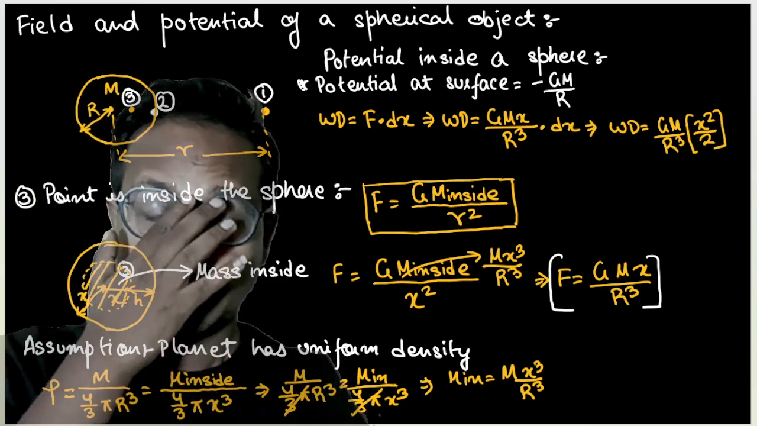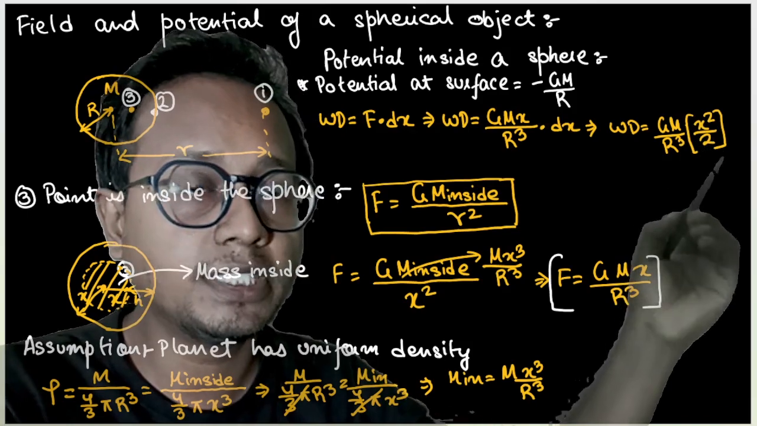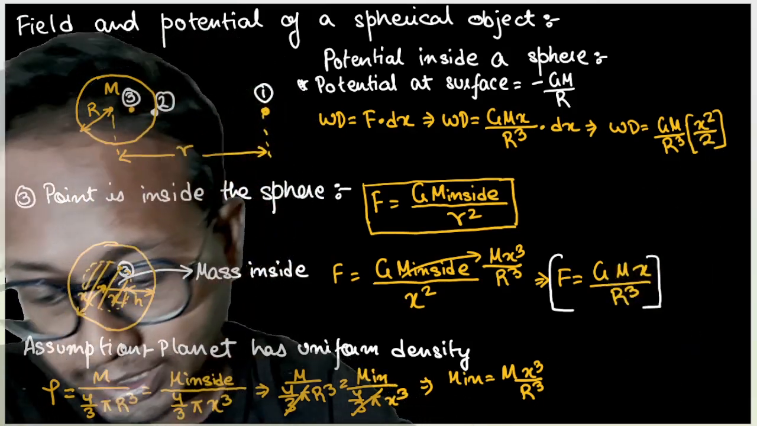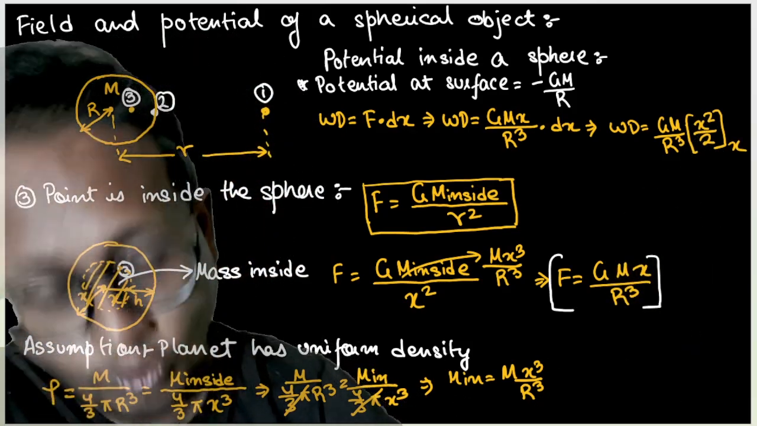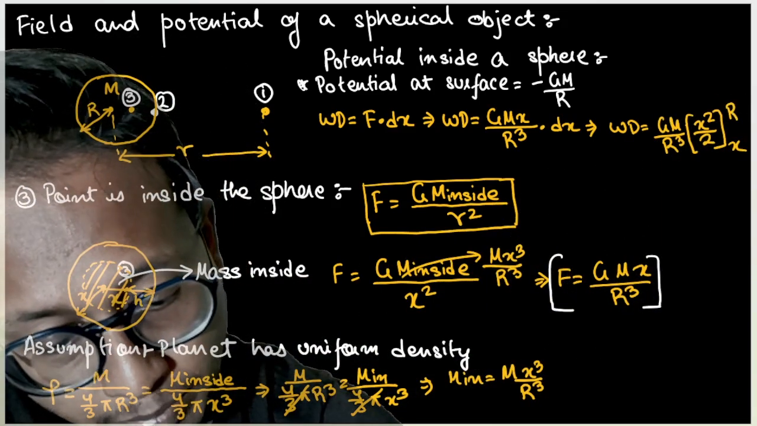Okay. Now this is the point where most of you will get confused. What is the lower limit and upper limit of this integral? The lower limit of this integral is nothing but x, or the point at the surface, and the upper limit out here is nothing but the surface of the planet.